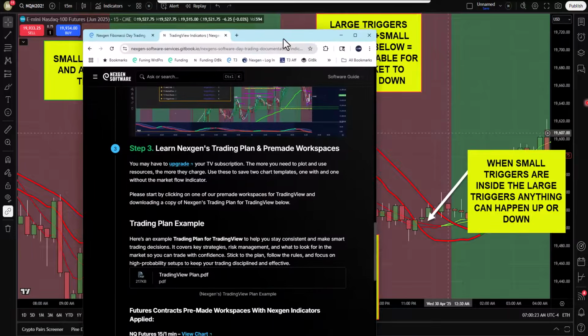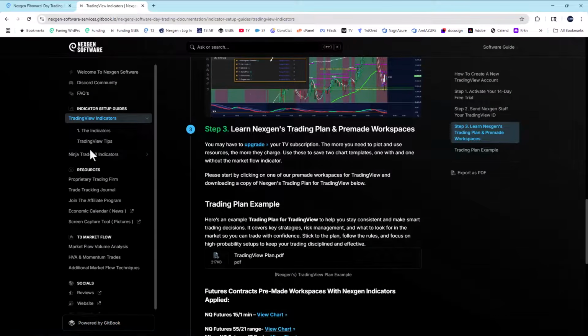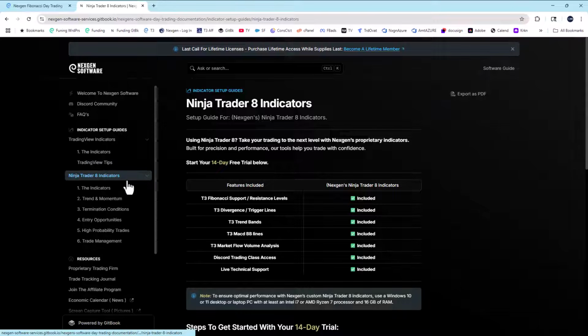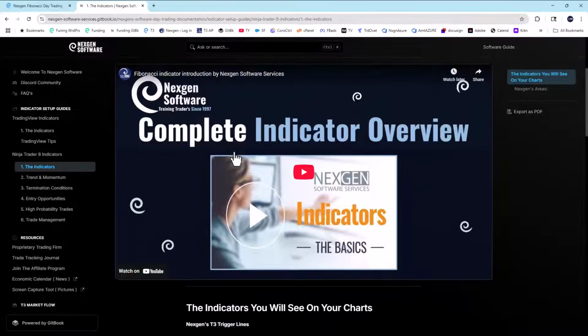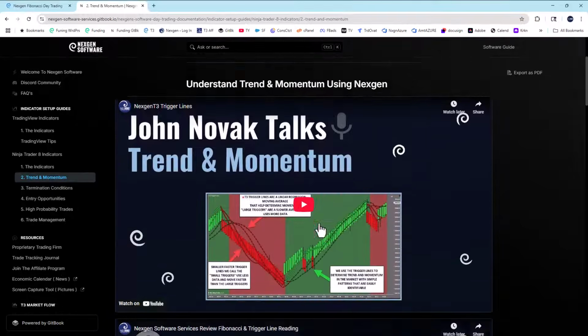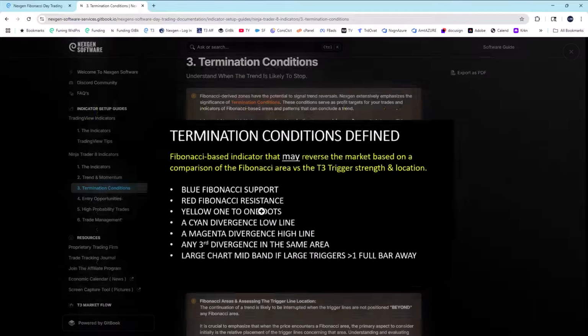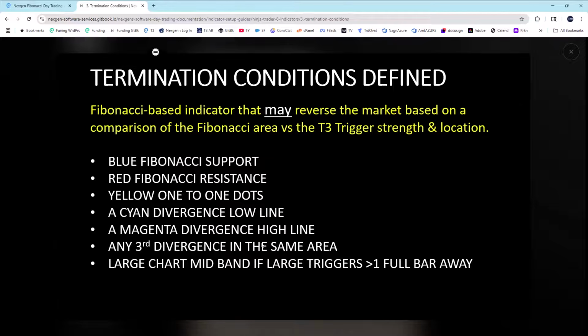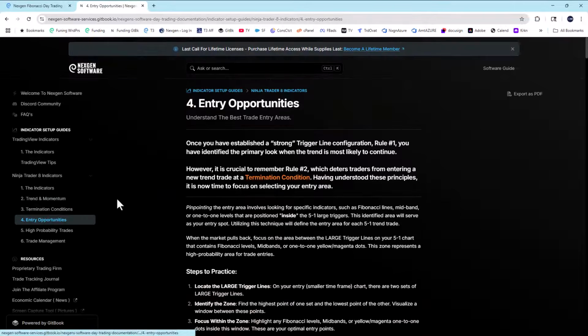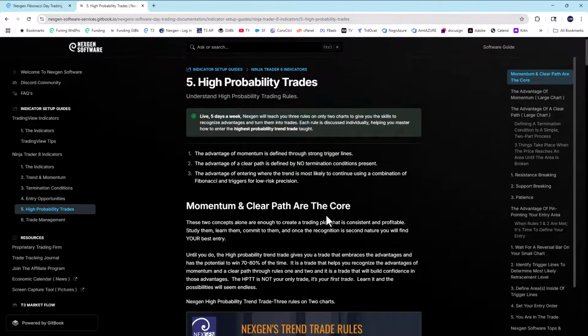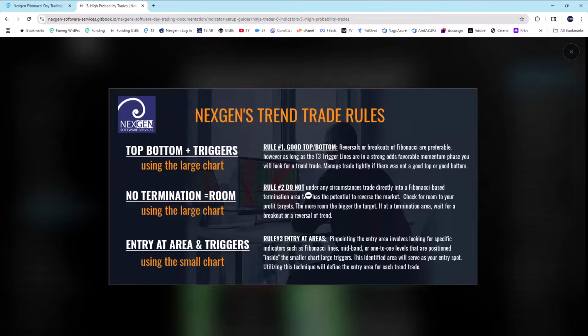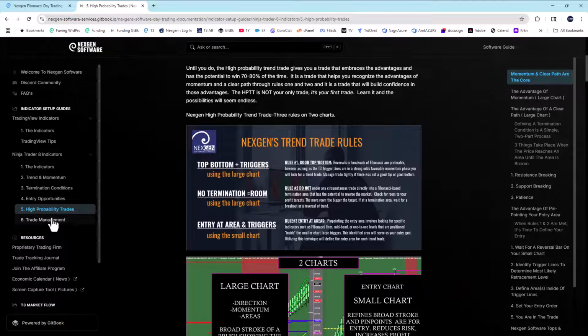Now, the other thing, we've been teaching this for a long, long time, obviously. If you go into our NinjaTrader 8 indicators, it's the same process. We've got an indicator overview. We talk about trend momentum with our trigger lines. We talk about the same termination conditions, support and resistance areas that may cause a potential turn. We talk about entry opportunities. We talk about high probability trend trades at the core of what we do. And again, same thing with TradingView. We're not straying away from anything that we've taught over the years.